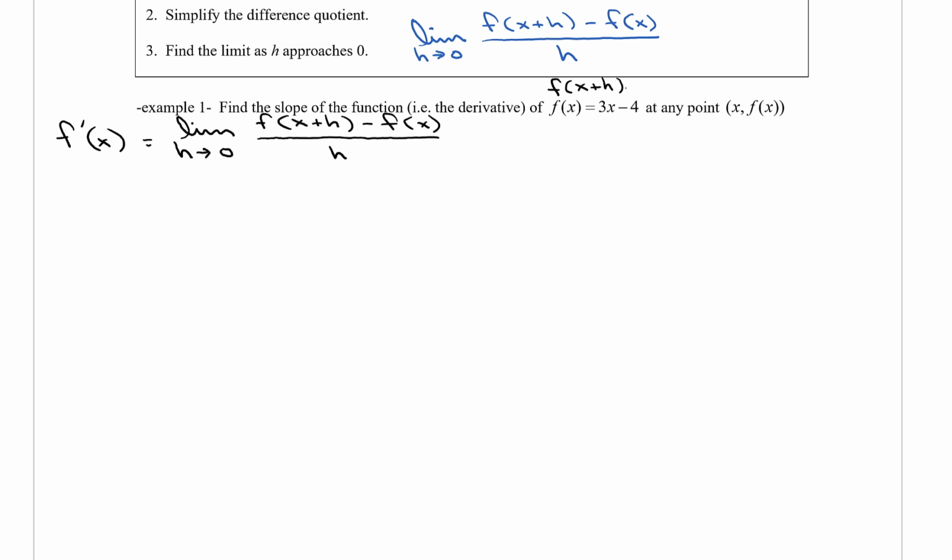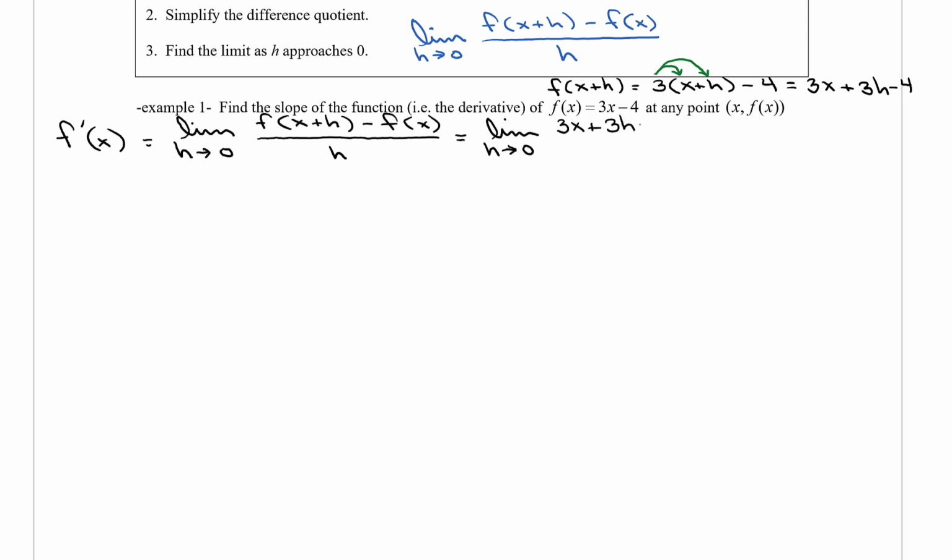So I'm going to write f of x plus h is equal to 3 times the quantity x plus h minus 4. Now that I know what f of x plus h is equal to, I can simplify it. So I'm going to distribute that 3, and I'm going to get 3x plus 3h minus 4.